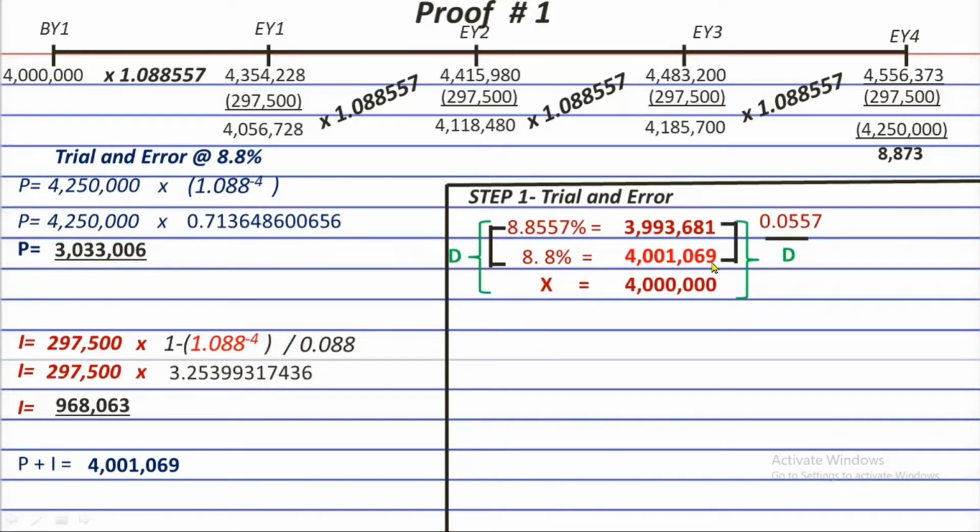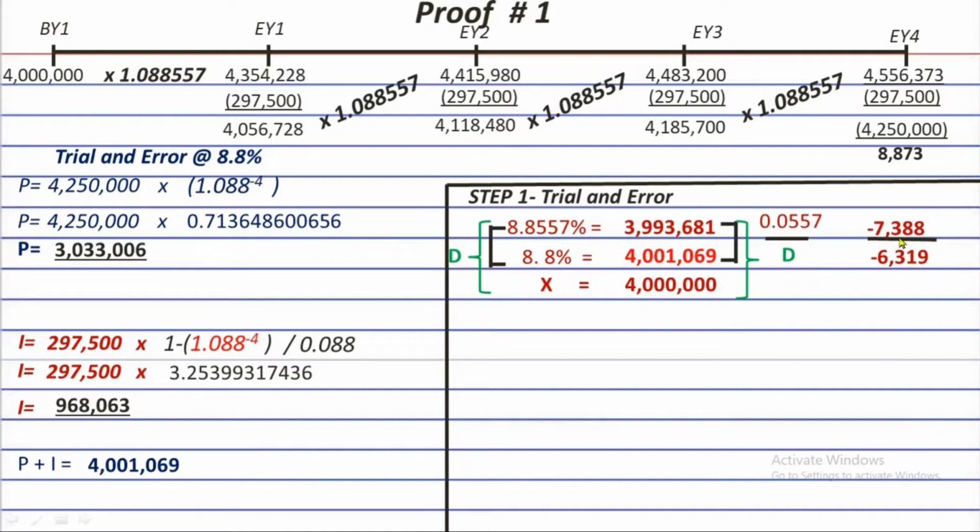Now, let's go to this side. So let's have first the 3,993,681 minus 4,001,069. And we will have a difference of negative 7,388. Okay? And then, the bigger bracket, we have 3,993,681 again, minus the 4 million, and we will have a difference of negative 6,319. So again, you need to be careful with the positive and the negative symbols, okay?